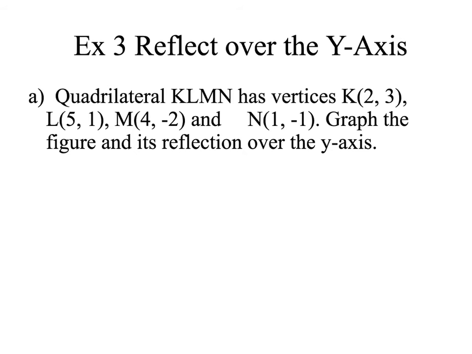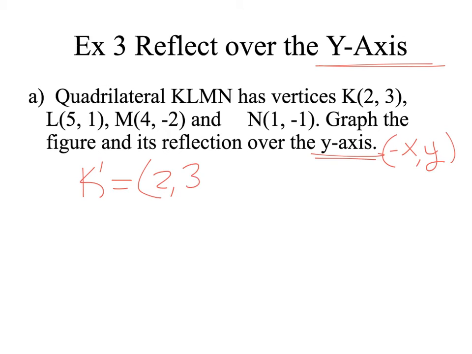Now we're looking at over the y-axis. So for the y-axis, it's going to be our x value that changes. So negative x comma y. K prime started at 2, comma 3. We're changing our x value this time. So our new point is going to be at negative 2, positive 3.